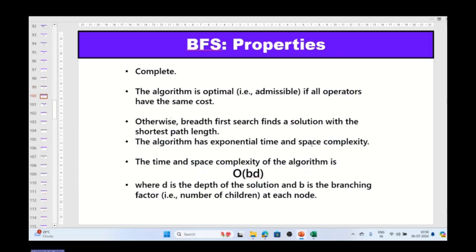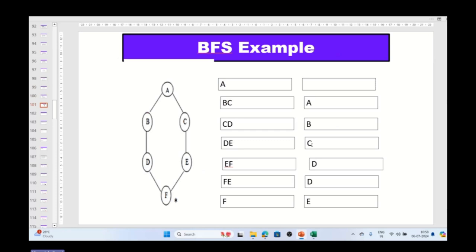Okay. Now this is an example text snapshot. A is expanded as B and C, and then C is visited, and D is there, and finally your goal node is F. This is actually a graph, not a tree. We are resolving a graph.